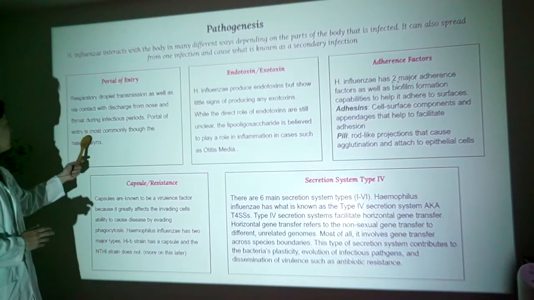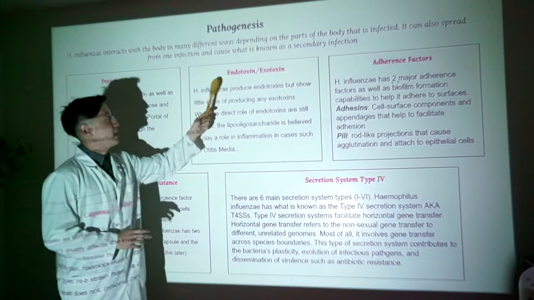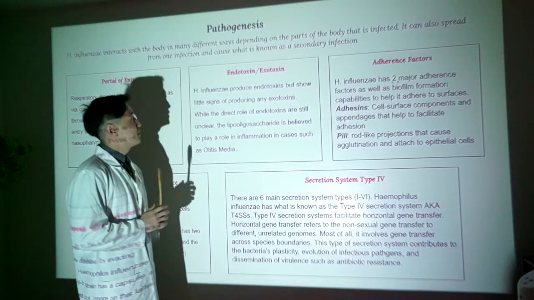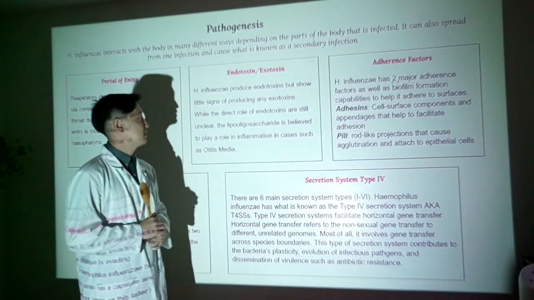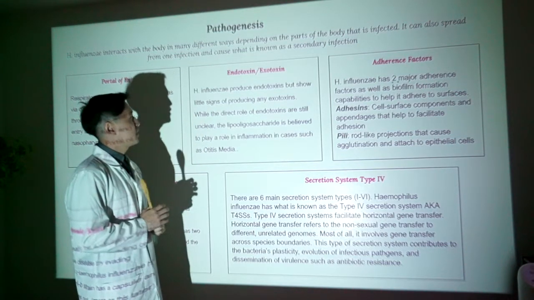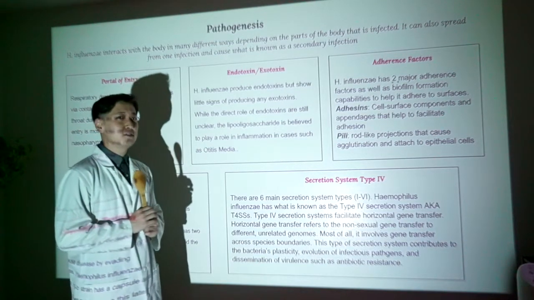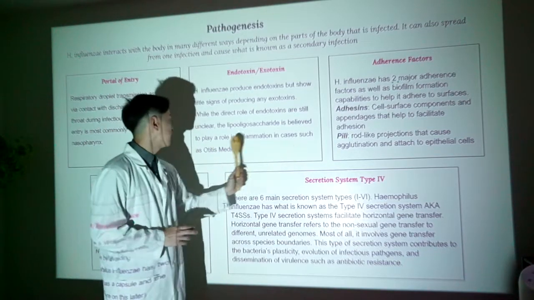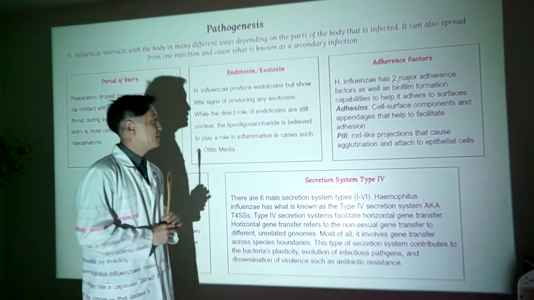The portal of entry is most commonly through the nasopharynx. Now moving on to the endotoxins and exotoxins. Haemophilus influenzae produces endotoxins but shows very little sign of producing any exotoxins. While the direct role of the endotoxins is still unclear, the lipo-oligosaccharides are believed to play a role in inflammation cases, such as in otitis media. We will talk about what otitis media is later.